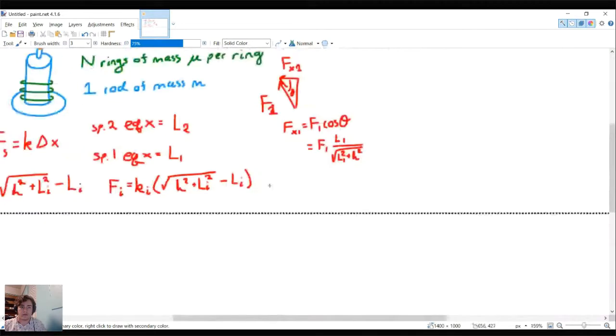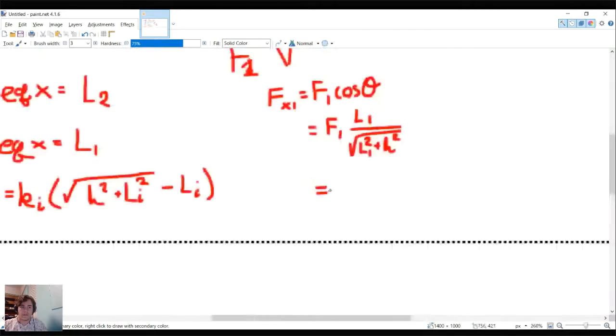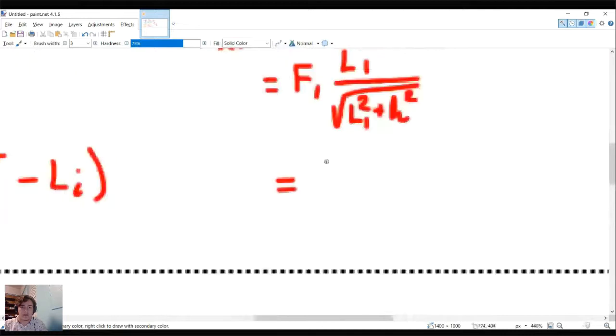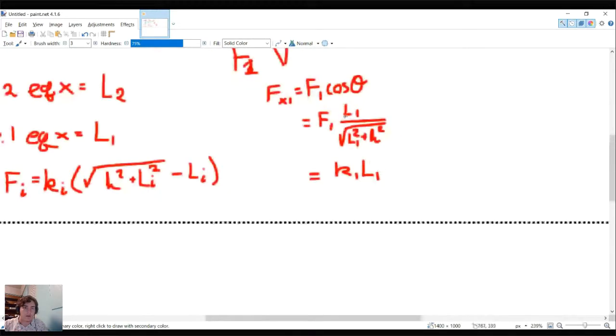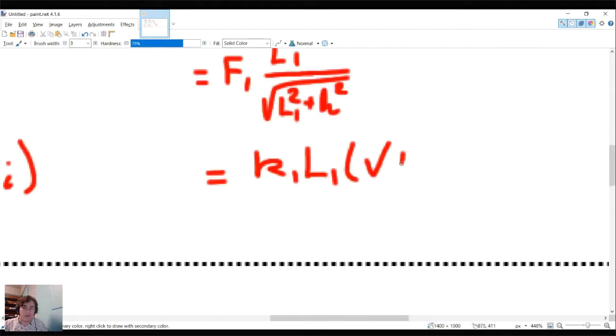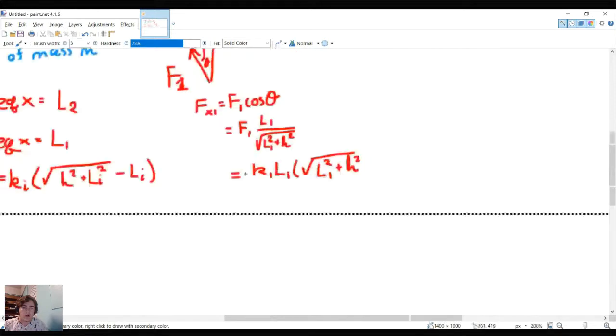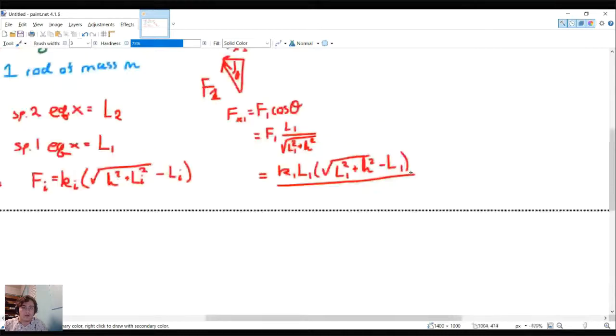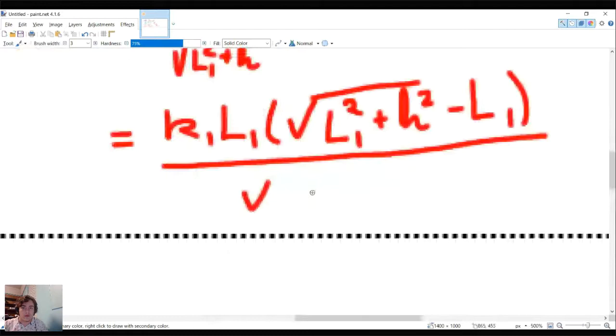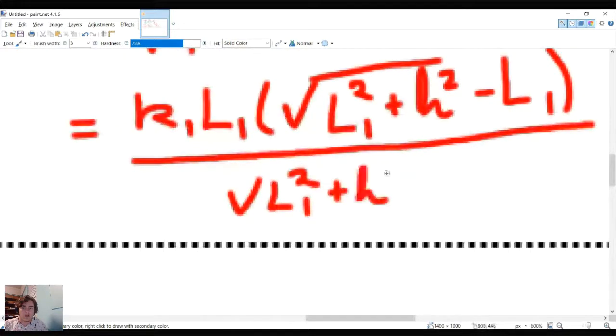And now we can substitute this expression in, and we get F1 is K1 times L1, because of this factor right here, times the square root of L1 squared plus h squared minus Li, which is just L1, all over the square root of L1 squared plus h squared.